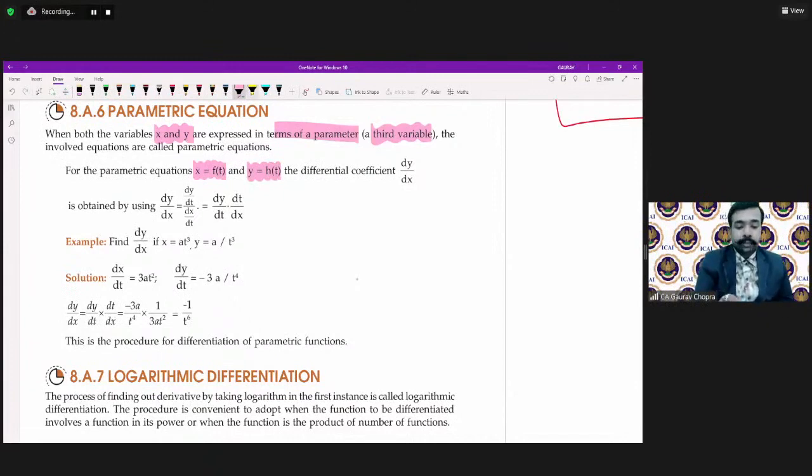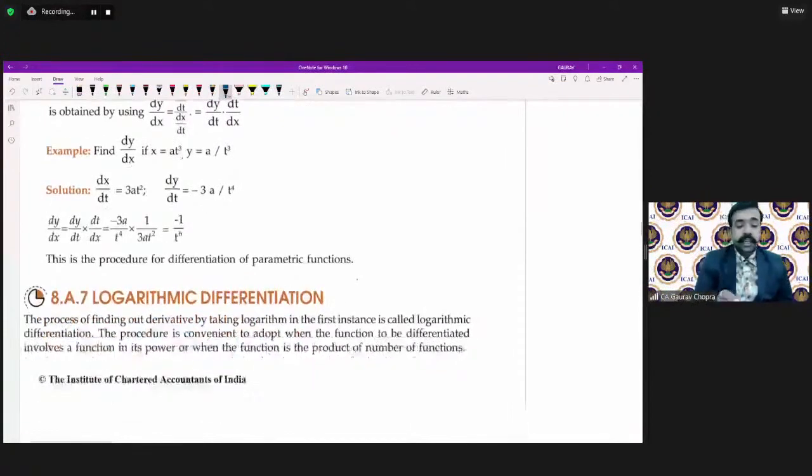So how can it be done? The method is very simple. First of all, we will differentiate y with respect to t, that is dy by dt. Then for x and t, we will differentiate again with respect to t, and after that we will divide both of them. Right? So let us begin with the example.